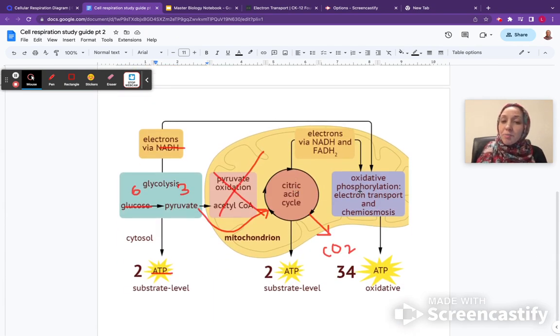The electron transport chain is going to use this NADH and this FADH2 from the citric acid cycle, and the NADH from glycolysis, to produce 34 ATP. So that is our overall goal of cellular respiration. Our goal of cellular respiration is to break down glucose to make ATP. In the electron transport chain, we're going to use NADH and FADH2 to produce that ATP.